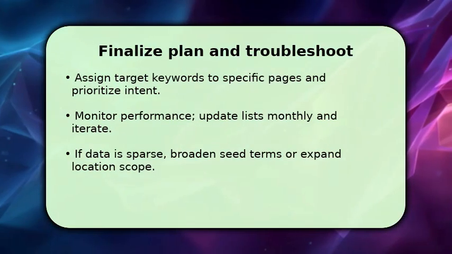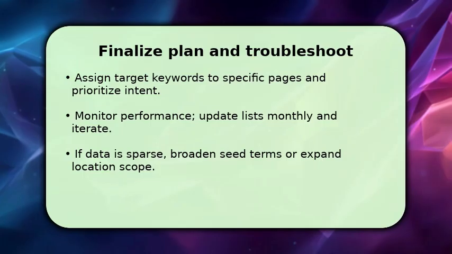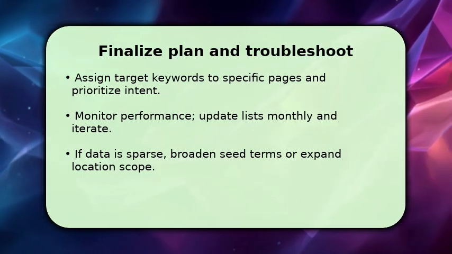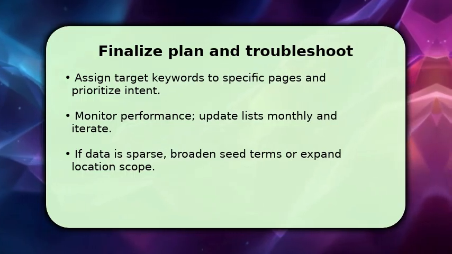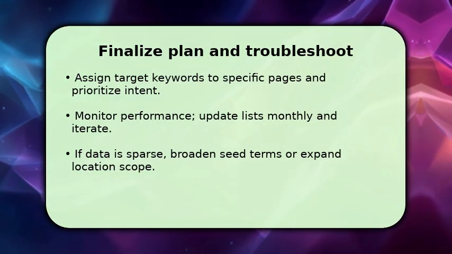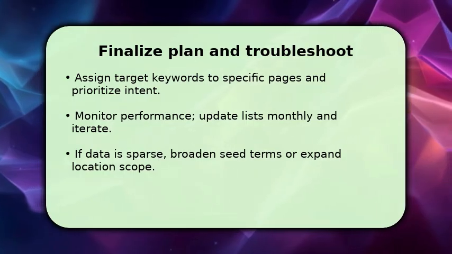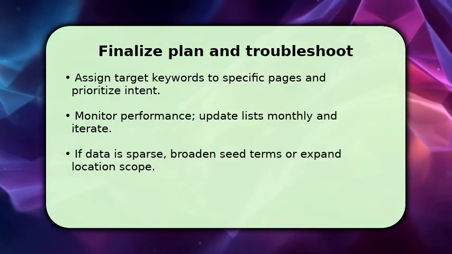To finish, assign prioritized keywords to specific pages and create a content or optimization timeline. Focus on one primary keyword and 2 supporting terms per page. Once live, track rankings and traffic, then update your keyword list monthly to adapt.